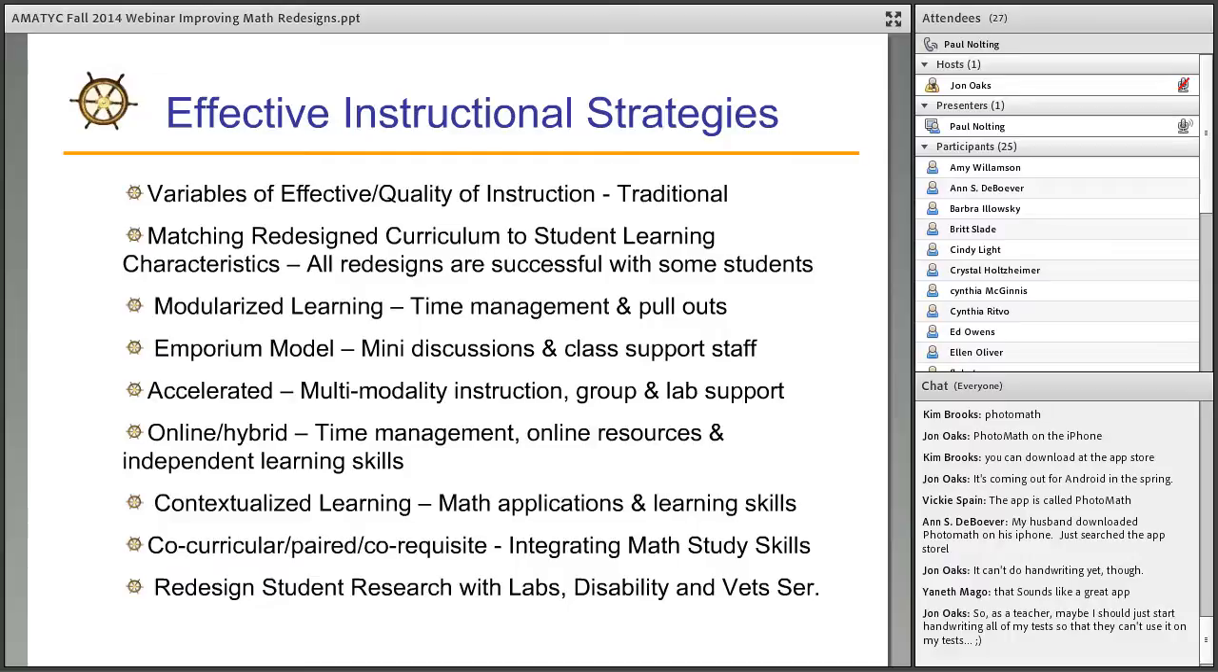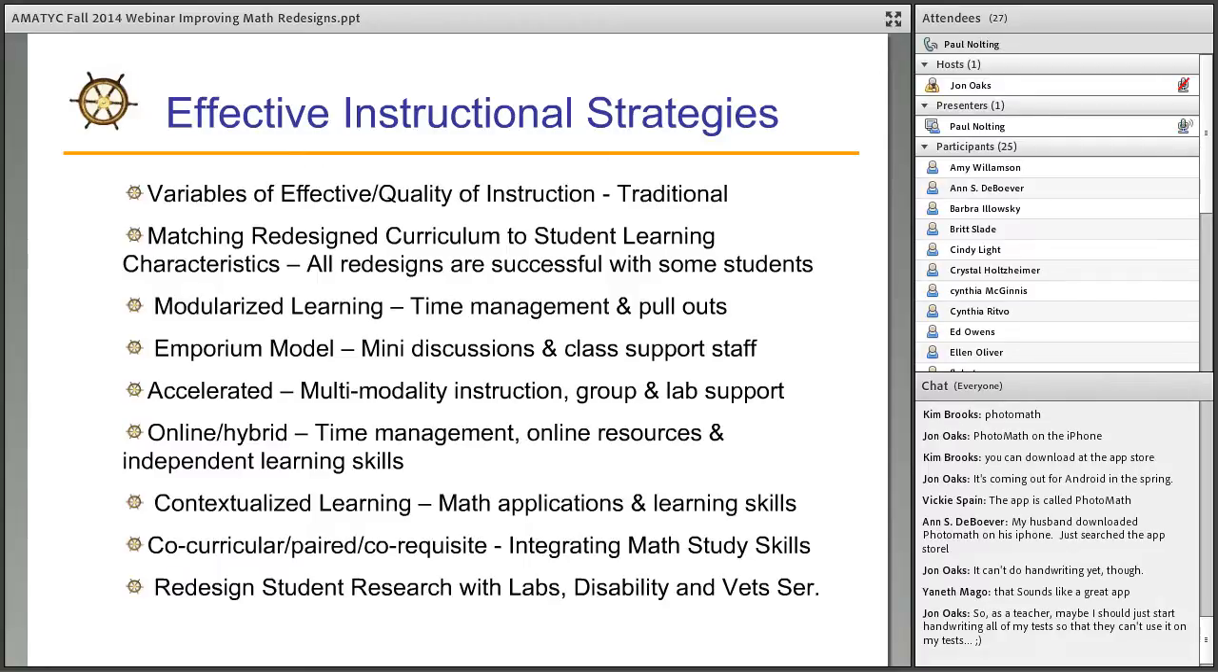Okay, when we start looking at the effective instructional designs, what I'm getting at is first the variables we just talked about. It's about 25% of the variance of the grade. The next one is how can you develop some type of match design where you can figure out what is the best type of learning characteristic for the best type of modular or Emporium model or any of our courses that are set up for accelerated. In other words, we're looking at what student does best in what system. And that's going to take some research.